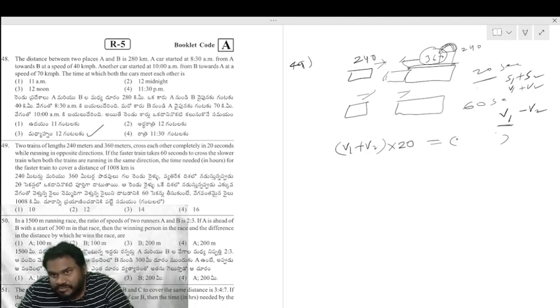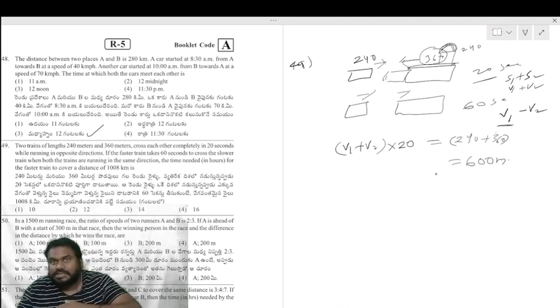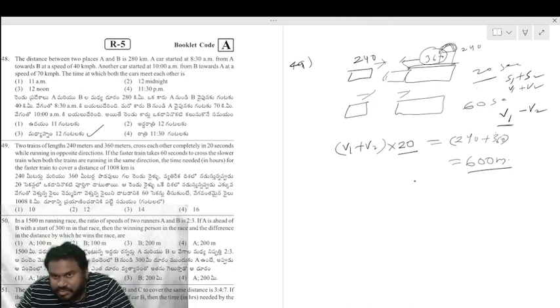So it means that when one train is crossing the other train, it is crossing both its lengths. 360 plus 240, so it is nothing but 600 meters it is traveling. So when one train is passing the other train, it has to travel L1 plus L2, that is 600 meters. The length is given in meters and time in seconds, so whatever speed we get will be in meters per second, 600 by 20. So it is 30 meters per second.